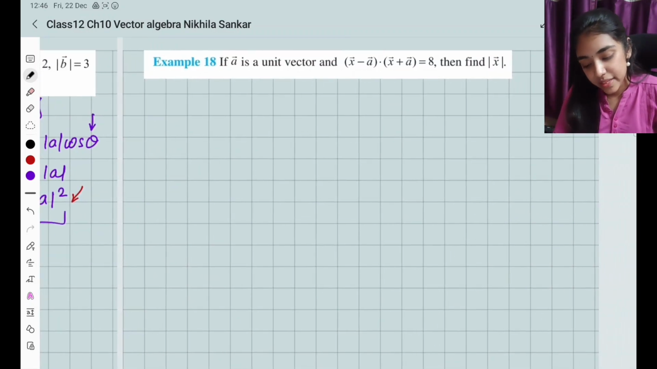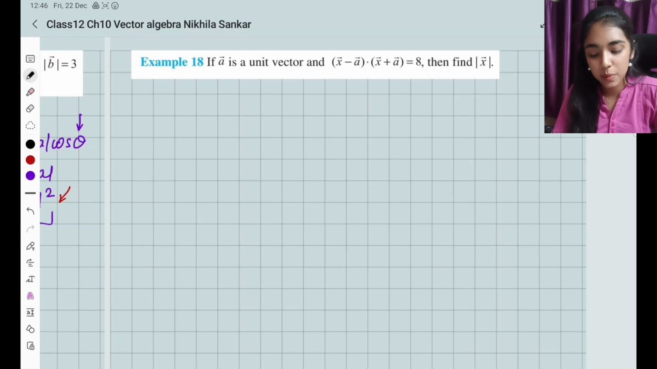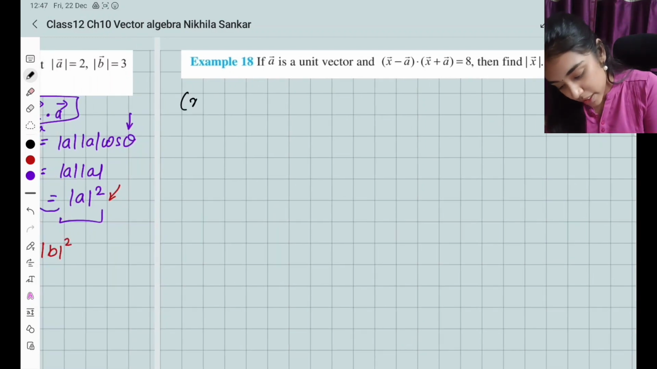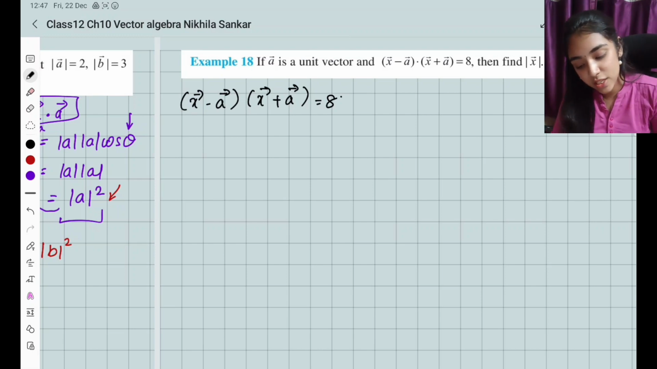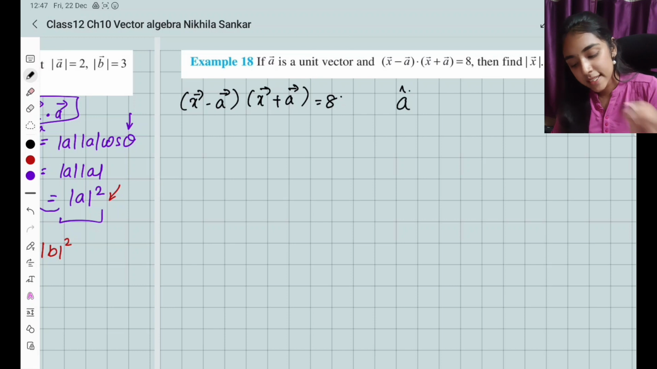Example 18. If a is a unit vector and x minus a dot x plus a equals 8, then find mod x. So, in this kind of question, we will put it this way. First let me write what's given. x minus a dot x plus a equals 8. Okay, and a is a unit vector. So, a is going to be a unit vector, we can write it as a cap. Then find mod x, they ask.